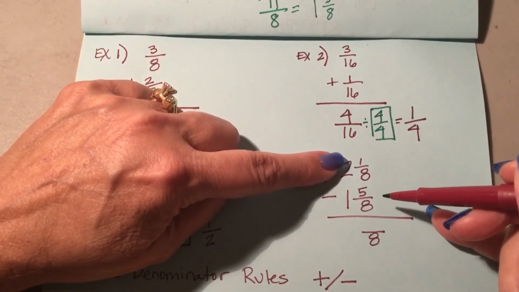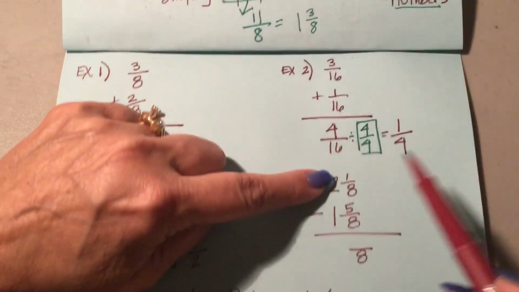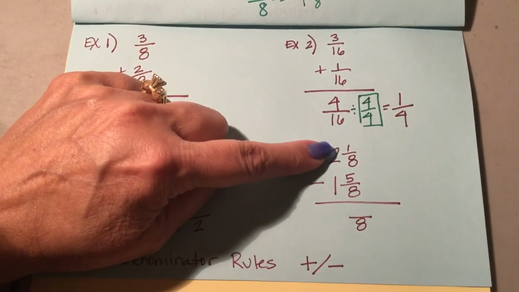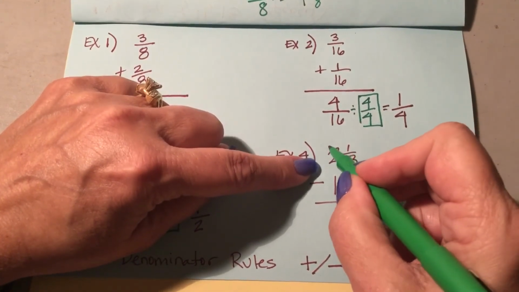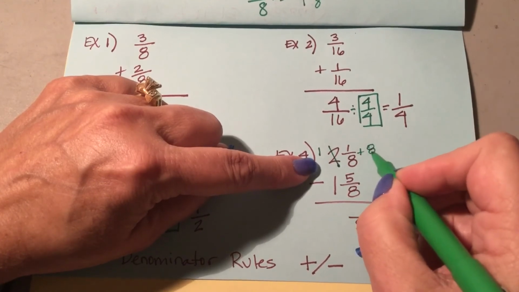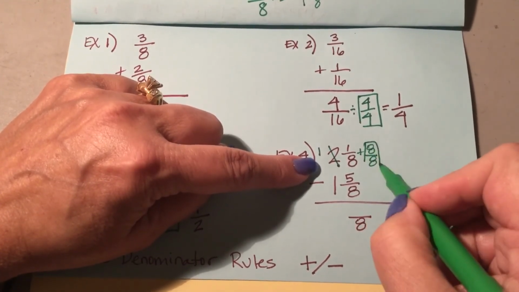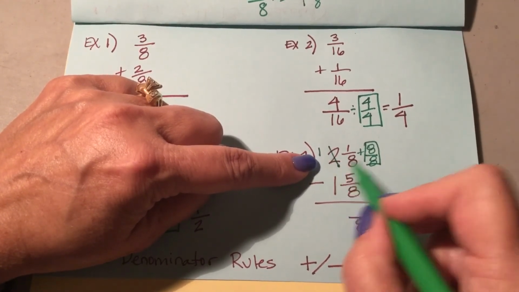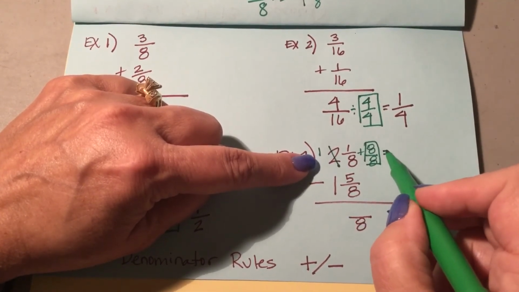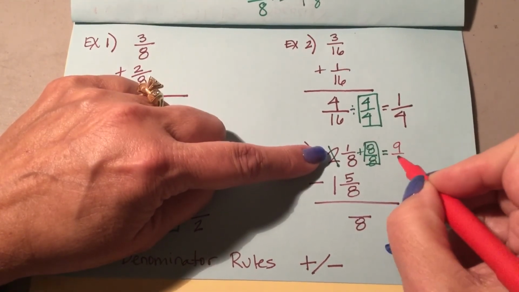So what we have to do goes back to our rule up here. If you're going to borrow, use a fraction of 1 when needed. Well, guess what? We're going to need a fraction of 1 here. So I'm going to borrow 1 from the whole number, and we know that every whole is 1, right? 8 over 8. That's one whole, isn't it? So I'm going to borrow from the whole number and put it over here. So when I put it together, I find out that this is now 9/8.